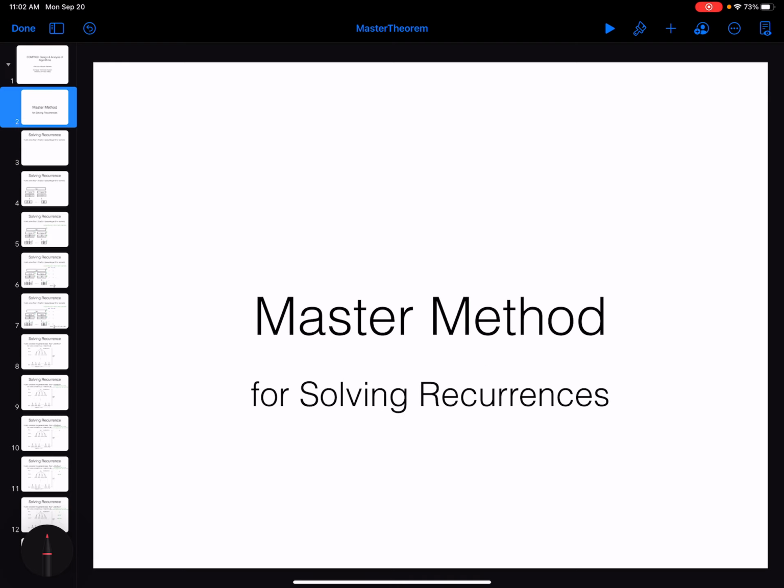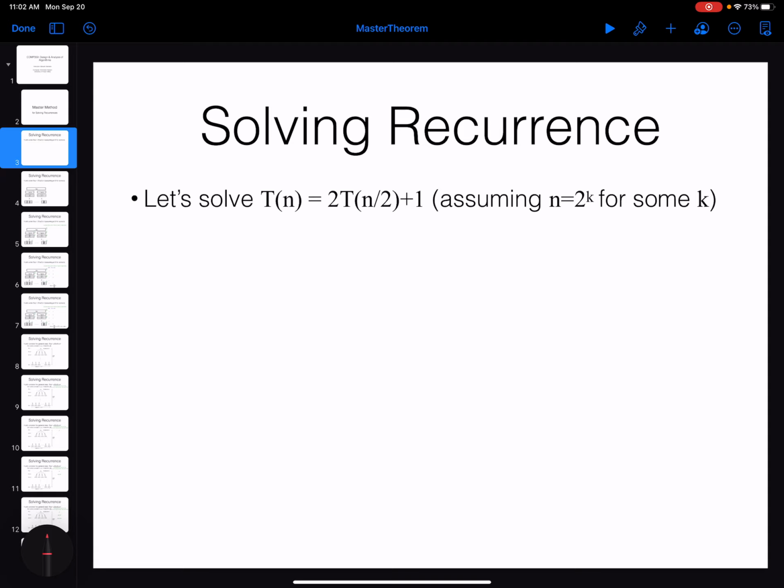In this video, we are going to continue our discussion about solving recurrence relations. And here we are going to focus on another method to solve the relations, which is called the master method or master theorem.